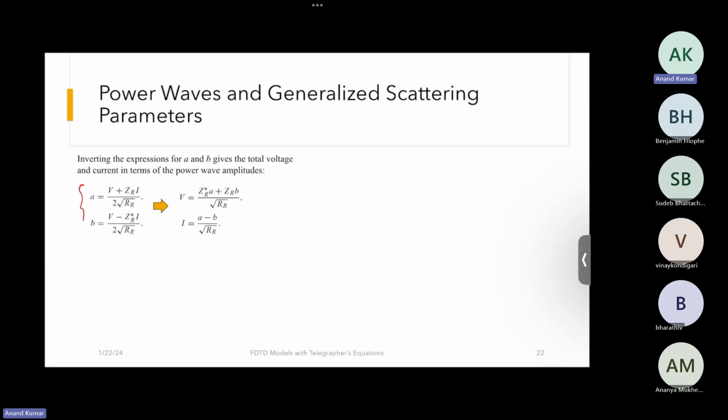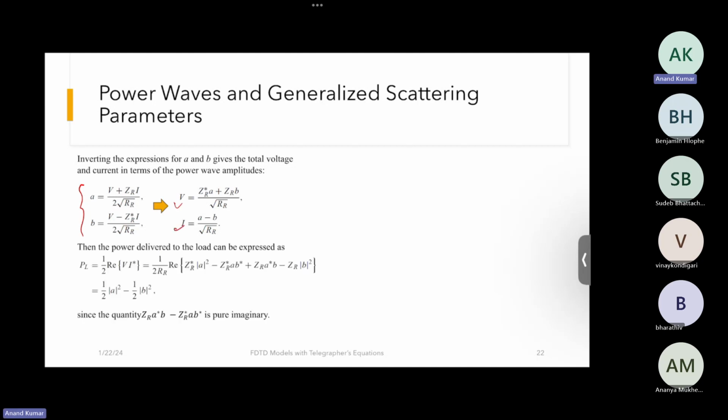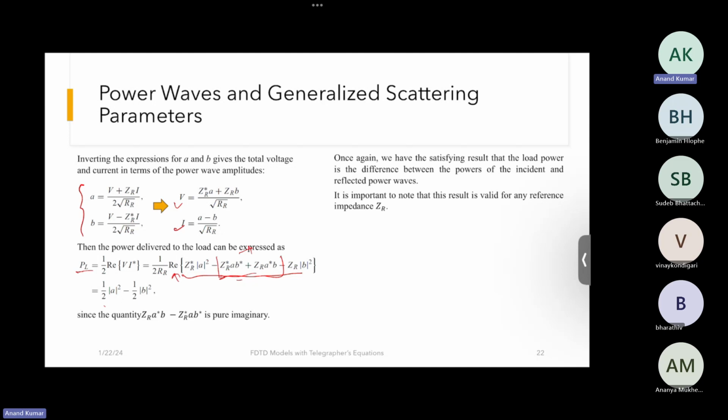So over here, this is your A and B, and using A and B, you can again write down your voltage and current expressions, and then find out the power delivered to the load. Now that we have this expression, these terms are purely imaginary, and if you are taking a real function, they go away. This also says that the incident minus the reflected power is the amount of power available at the load.